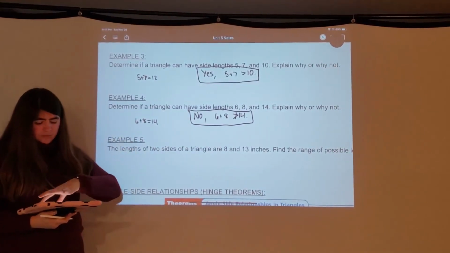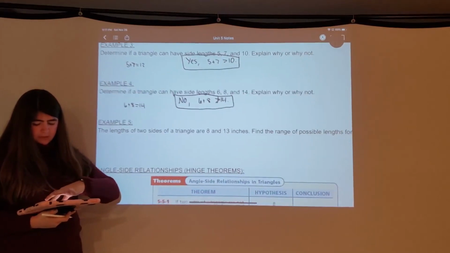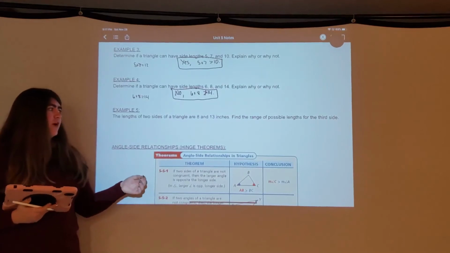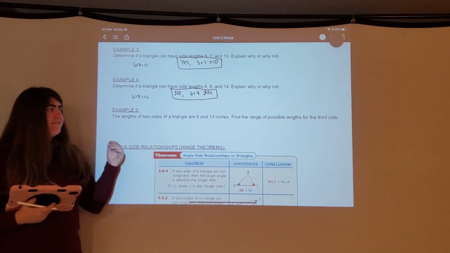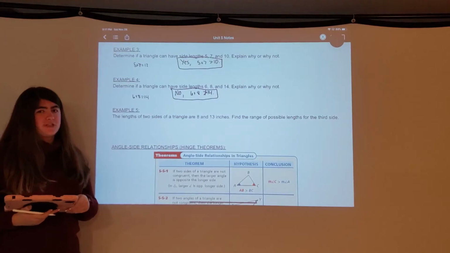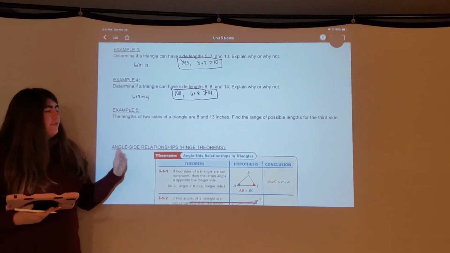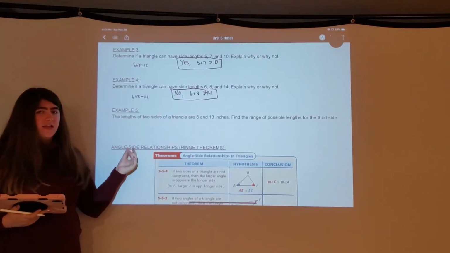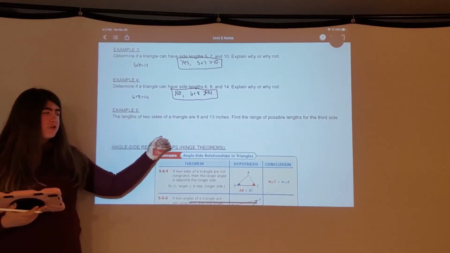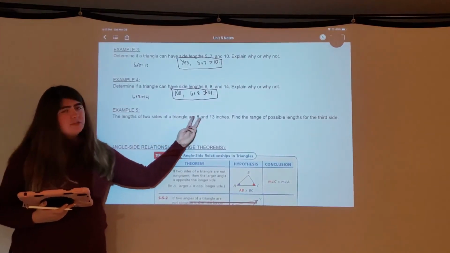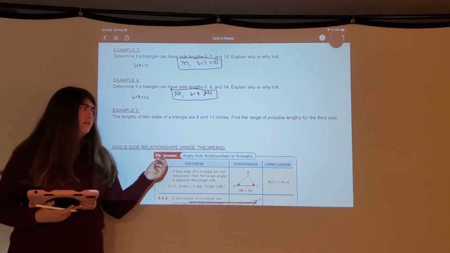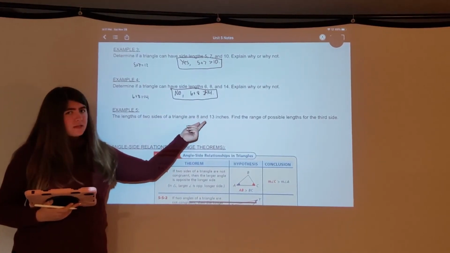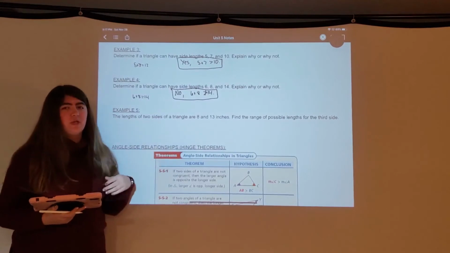Alright. And then next we have example 5, which works a little bit different, but it uses some of that same information. Example 5 says the lengths of 2 sides of a triangle are 8 and 13 inches. Find the range of possible lengths for the third side. Now, if we were to add these two things together, if they were the smallest sides, that would tell us our capacity for the largest side, but we don't know if these two are the smallest side lengths. So we have to account for if 8 and 13 are the 2 biggest side lengths, and we also have to account for if 8 and 13 are the smallest.